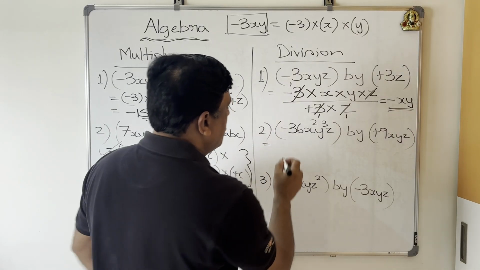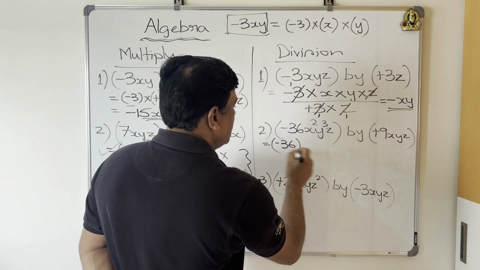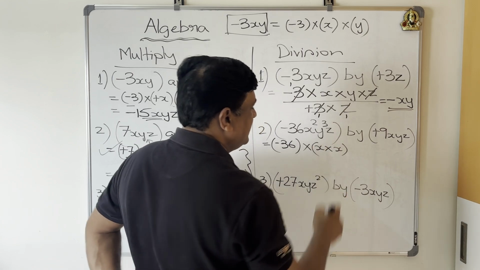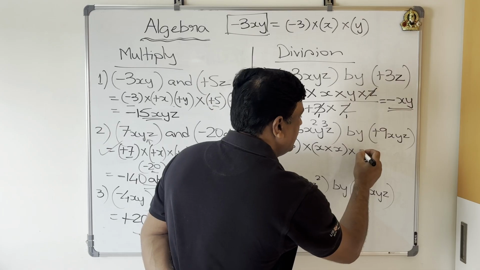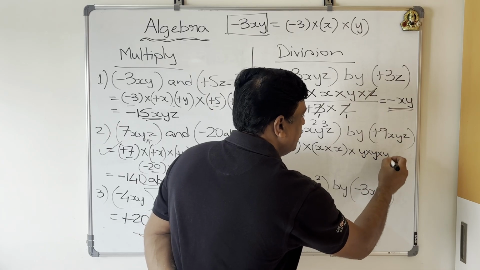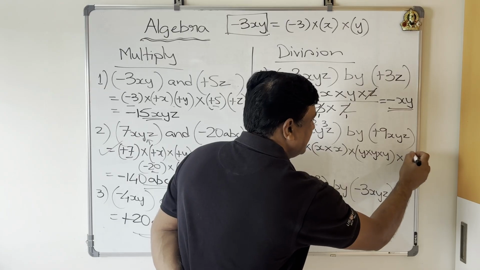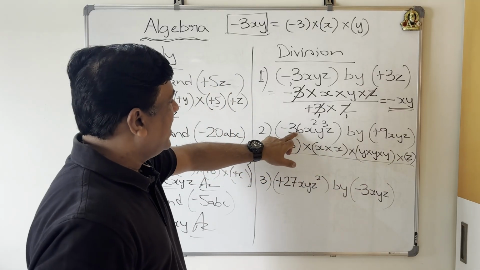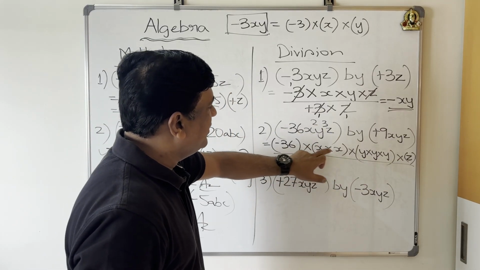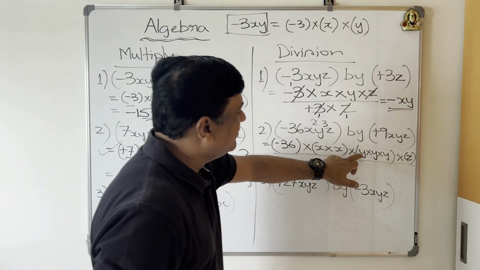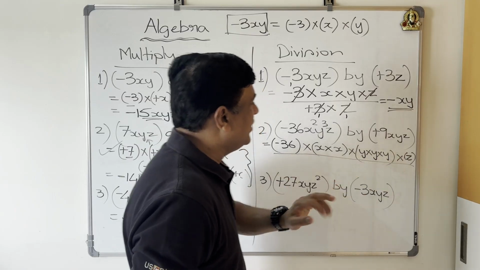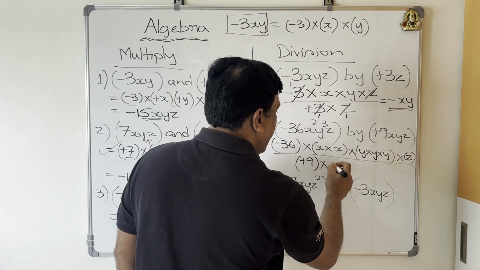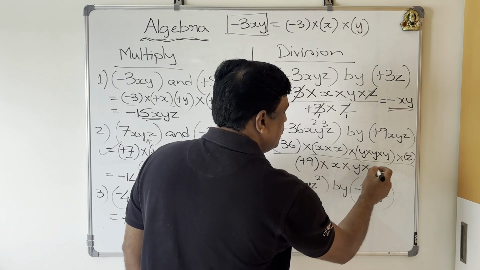What are they saying here? -36 times x square, so you need to break it into x 2 times. Similarly, it is y cube, y is 3 times, times z on the numerator. So I have broken down everything into factors. -36 is here, x square is x into x, y to the power 3 means y into y into y, and 1 z. So now in the denominator you have a +9 into x into y into z.